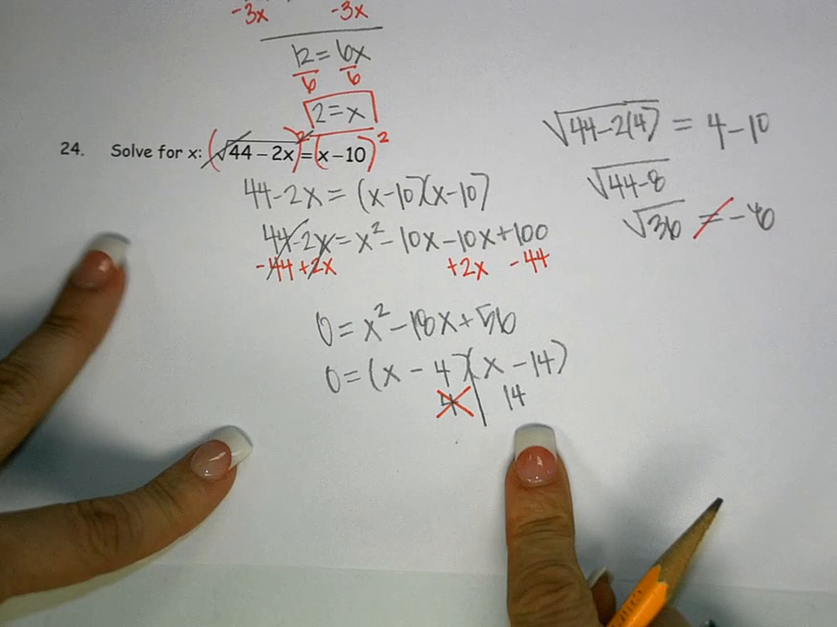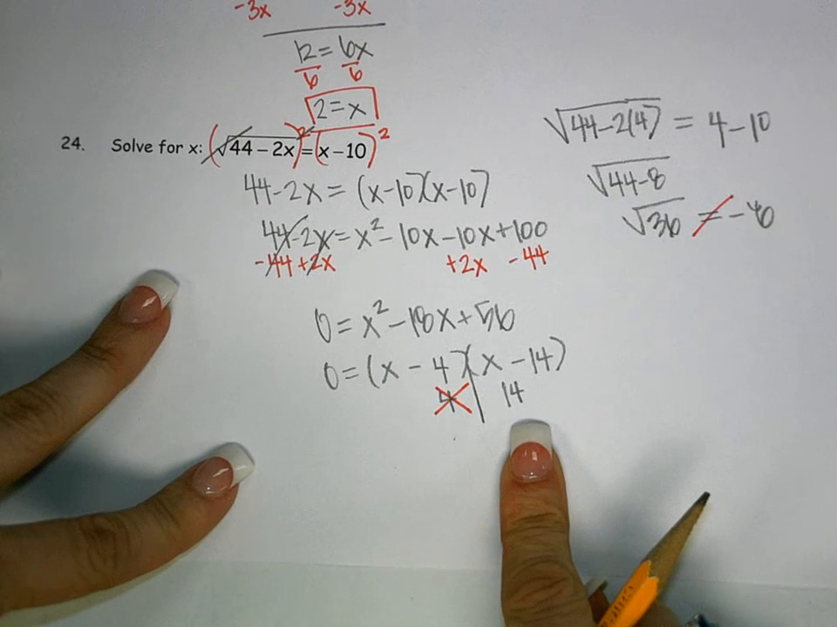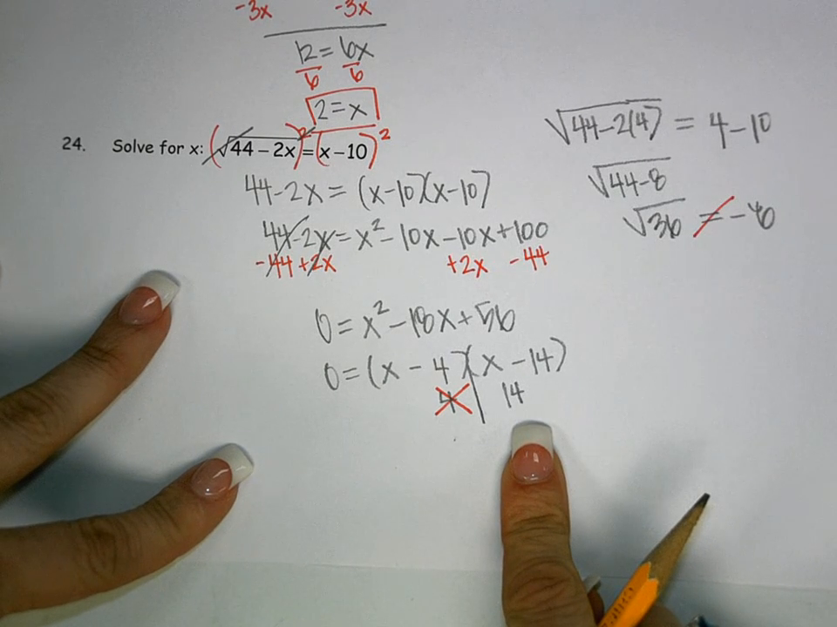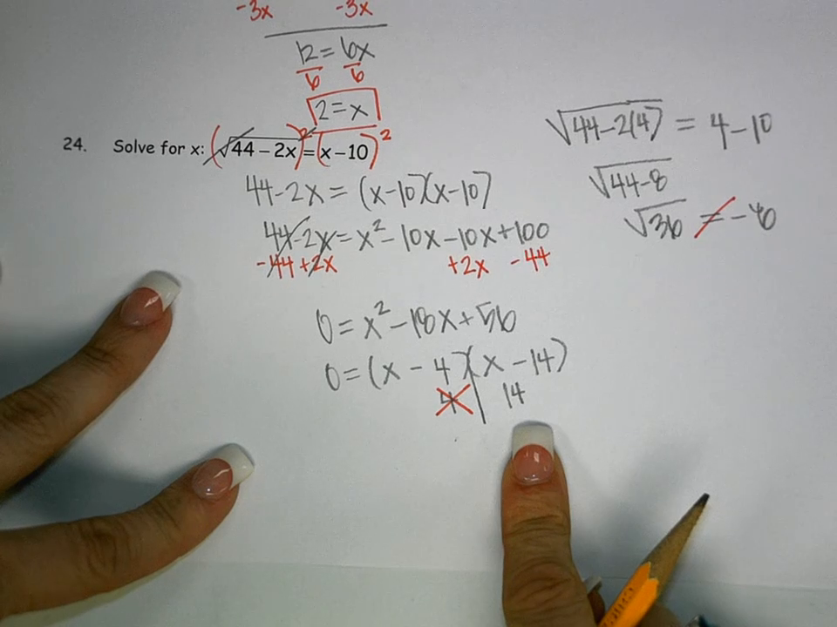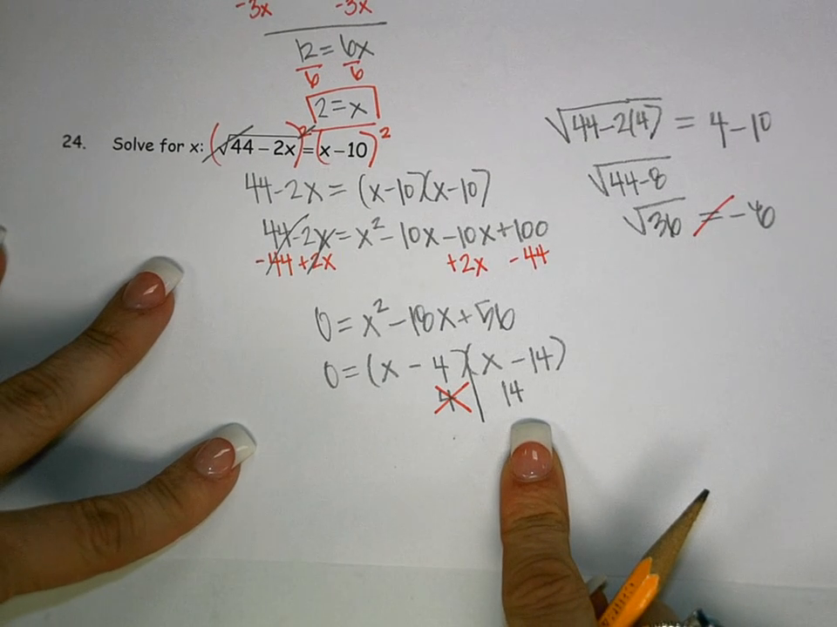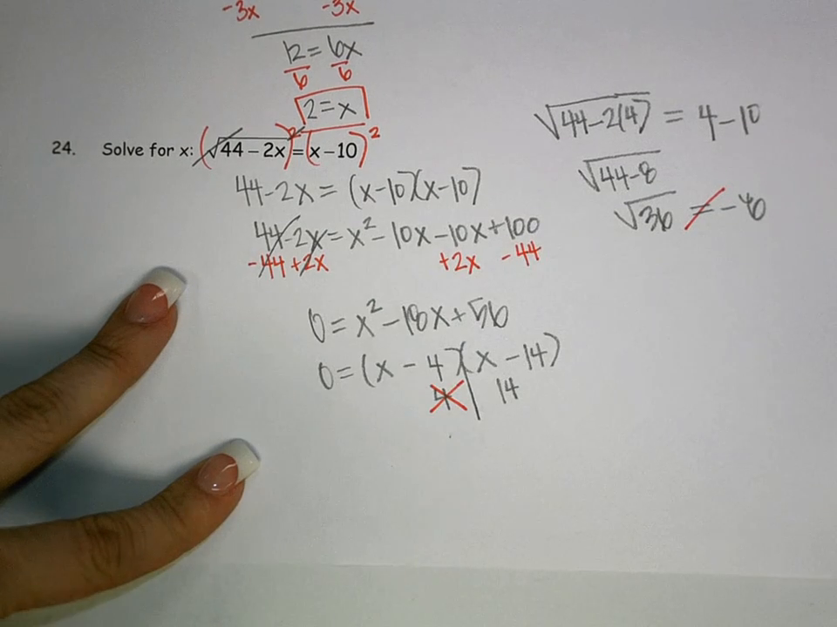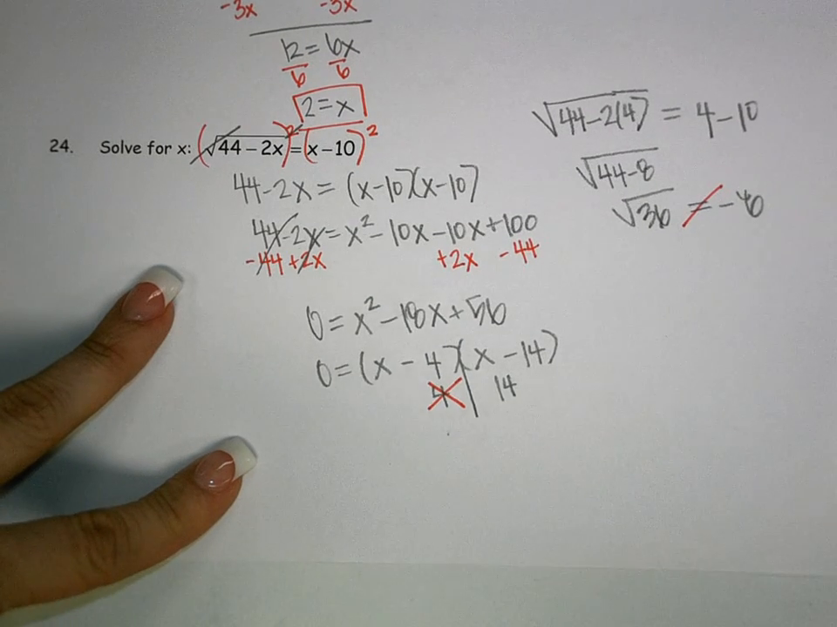Now, do not assume that 14 will. We have to check both of them. Will there ever be a time when none of them work? It is theoretically possible for none of them to work, but it's not going to happen on your test. On your test, at least one will always work. Sometimes both work though.